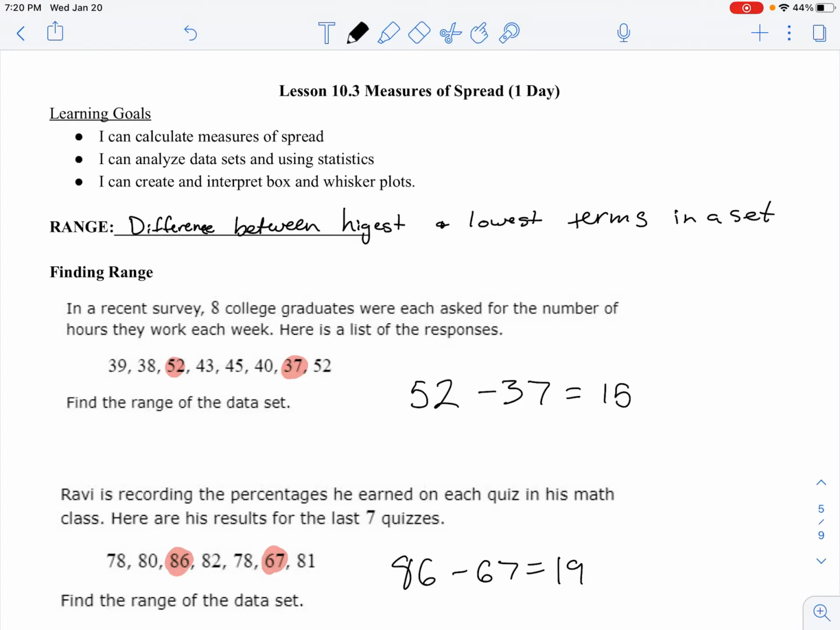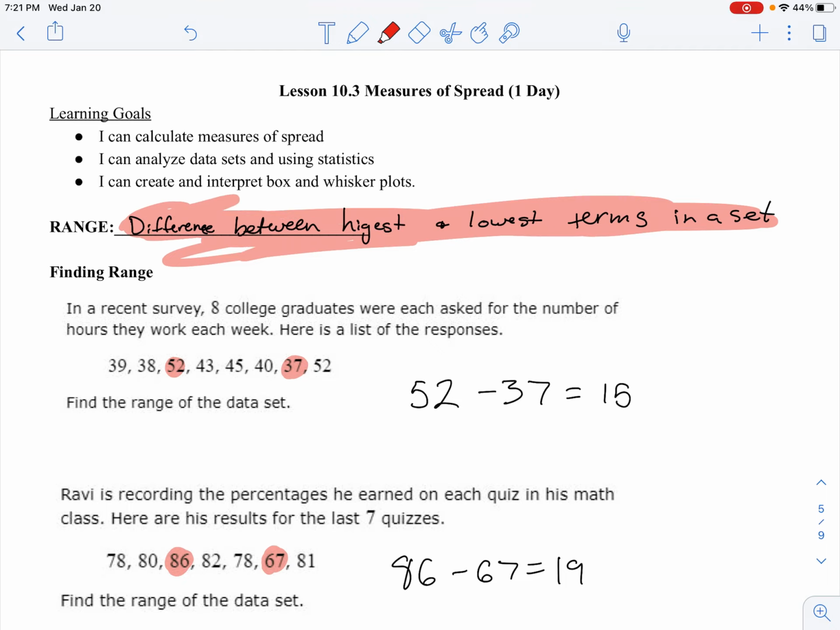All right, we are going to start on 10.3 now. 10.3 is all about measures of spread. Basically finding your highest and your lowest terms and then doing stuff with that. So for example, range, which you might have heard of before, is the difference between the highest and lowest terms in a set. The highest and lowest, the difference between them.